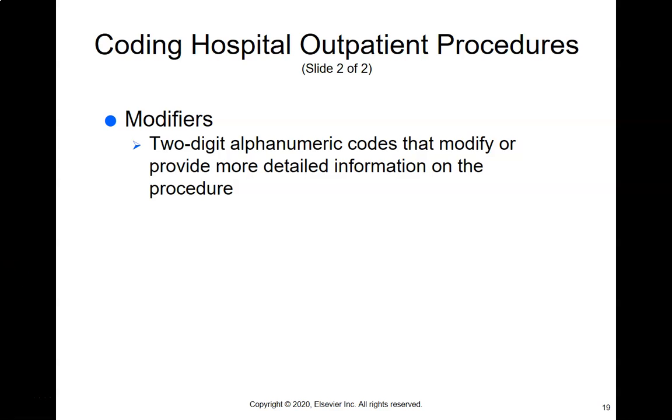Modifiers. Modifiers are two-digit alphanumeric codes that modify or provide more detailed information on the procedure. Refer to Appendix A of the CPT manual for a full list of all the modifiers.